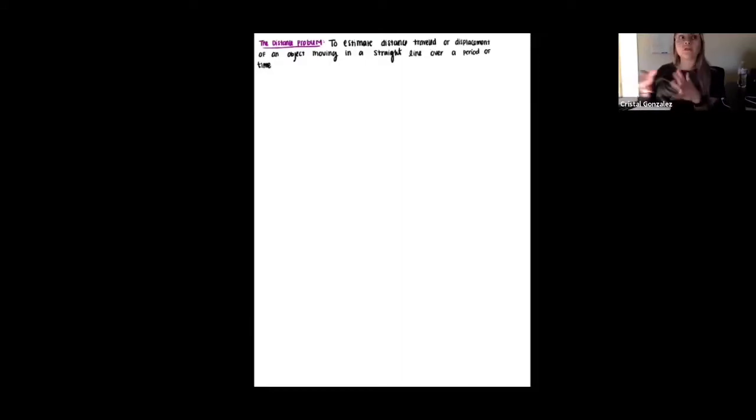Okay, so now we're going to move on to the distance problem. What we're trying to do here is estimate the distance traveled, or we can also find the displacement of an object moving in a straight line over a period of time. And so for distance traveled, that one's pretty self-explanatory. So if you're driving on the freeway at an average of, let's say, 60 miles per hour, you want to know after some time how far did you go.